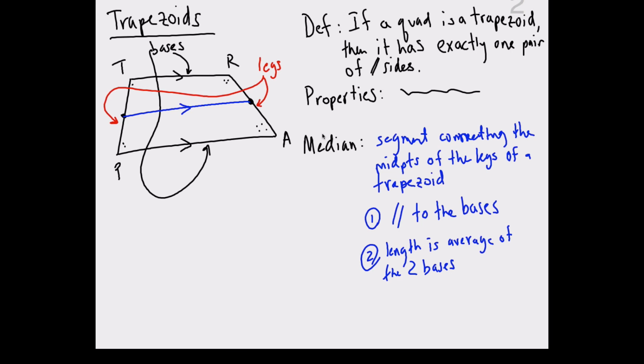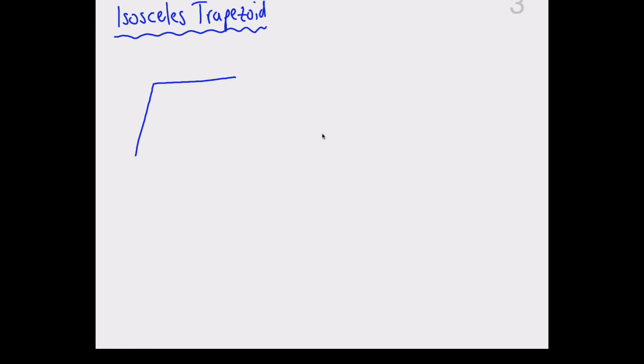Not a real exciting shape. However, we can tweak this a little bit and get a new shape, and that would be an isosceles trapezoid. What do you think an isosceles trapezoid is? I don't want to draw one because it'll give it away. Michael. The legs are congruent. Beautiful. So what would our definition be, Michael?